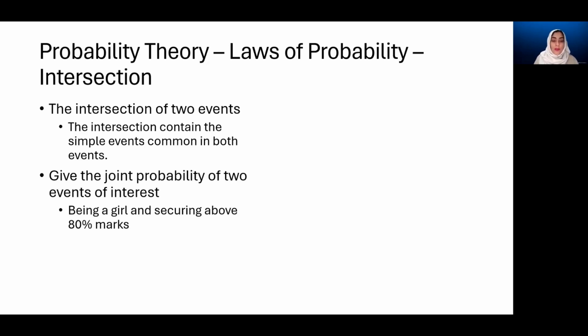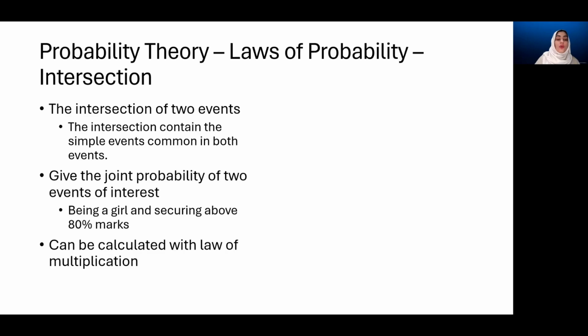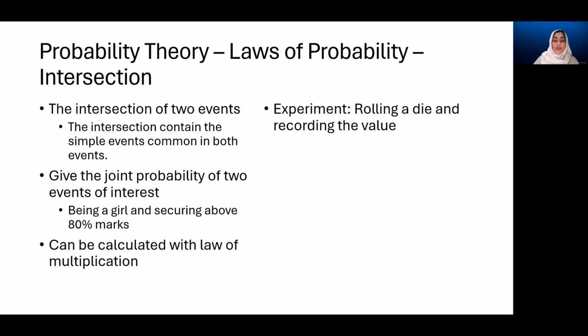So this is an example of what is meant by joint probability: being a girl and securing above 80% marks. And even in the previous example, we've seen that being a girl and preferring mathematics for the course selection was also an example of a joint probability. This can be calculated with the law of multiplication.